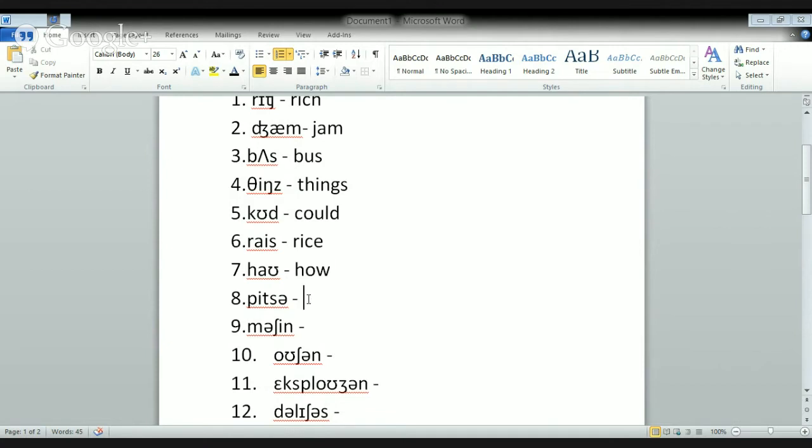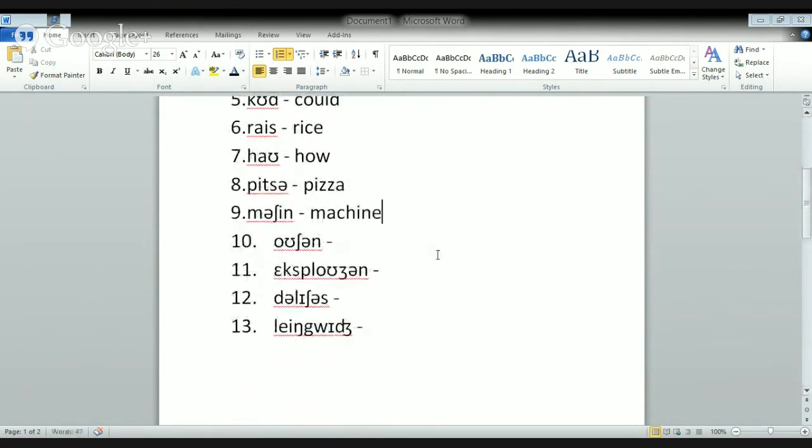All right. One more down. Anyone want to give this one a try? Pizza. Correct. Pizza. Delicious. Anyone want to give this one a try? Machine. Yes. This is machine.